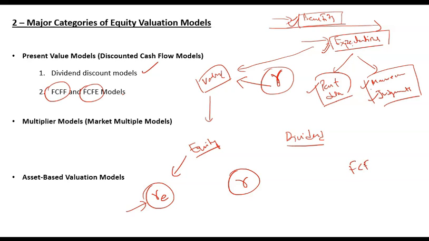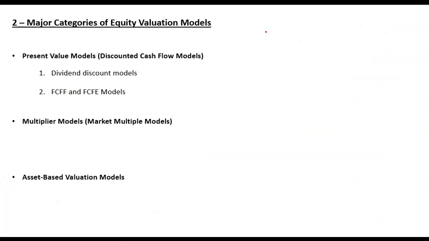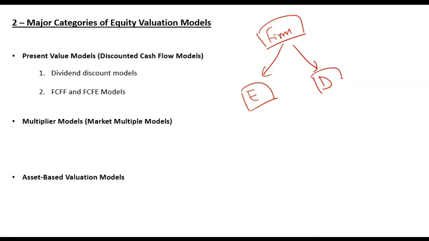But FCFF is free cash flow to firm. For discounting back FCFF, you will use WACC, which is weighted average cost of capital for the firm. What is a firm? What actually is a firm? Entity basically, right? A company. It is, but how is that company formed? It is a combination of two capital sources, equity and debt.